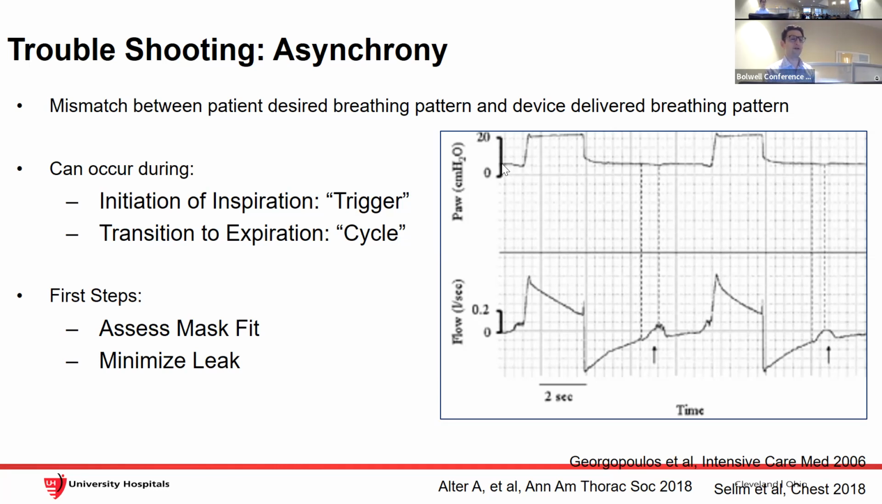Okay, so when they're exhaling, it's at 4, and then they breathe in, the machine goes up to 20, it's there for a certain amount of time, and then returns to 4. And then the same thing happens. It notices the patient's breathing, goes up to 20, holds there for a certain amount of time, and comes down to 4. Now, what this highlights over here is that on the bottom is flow.